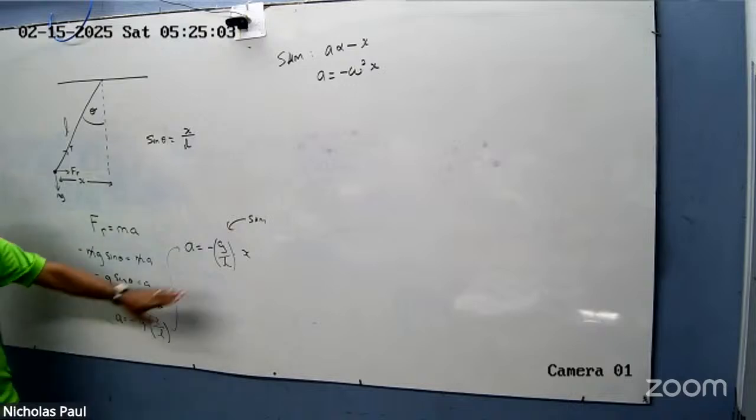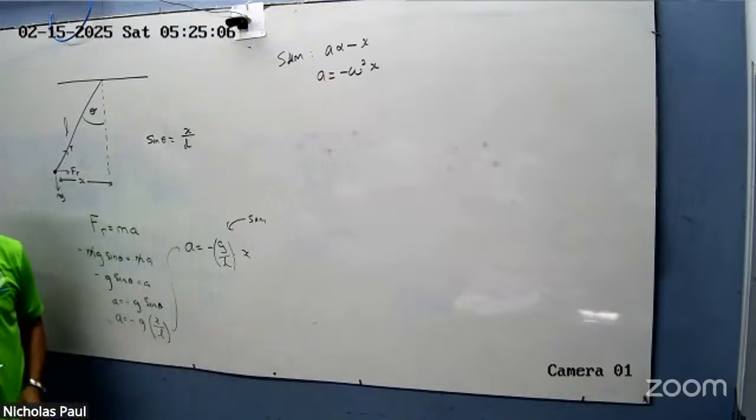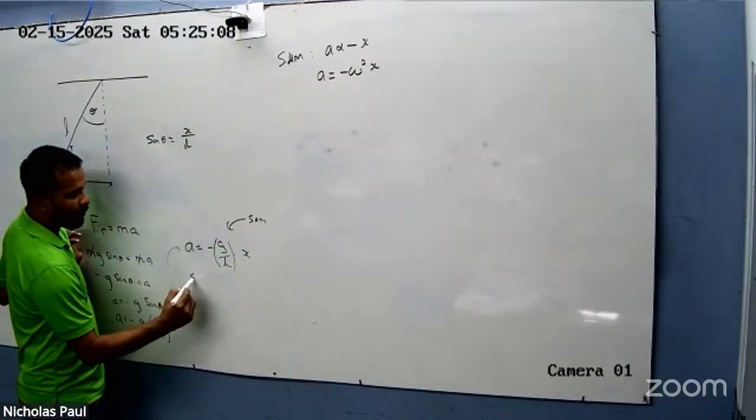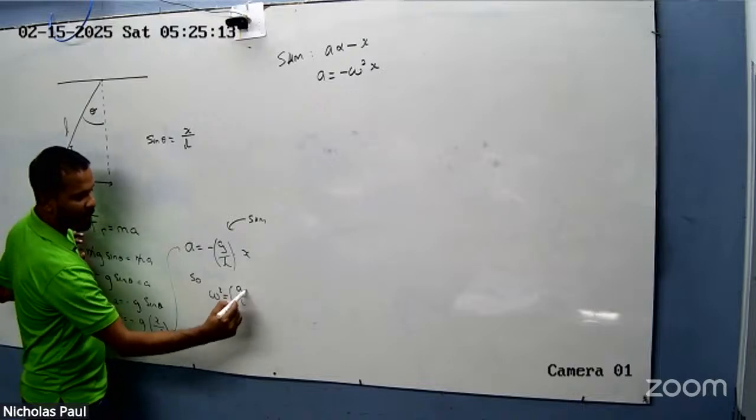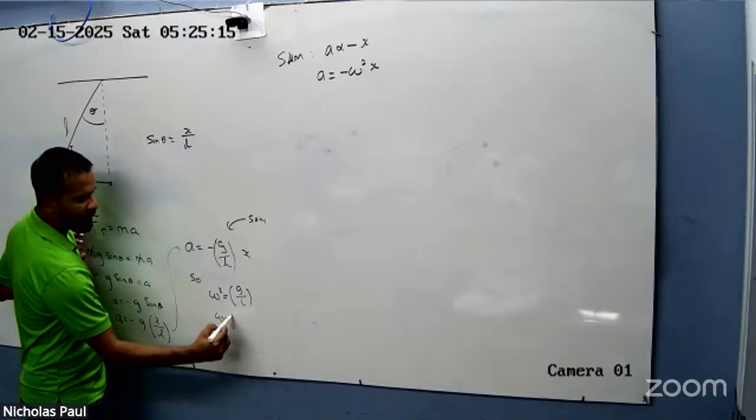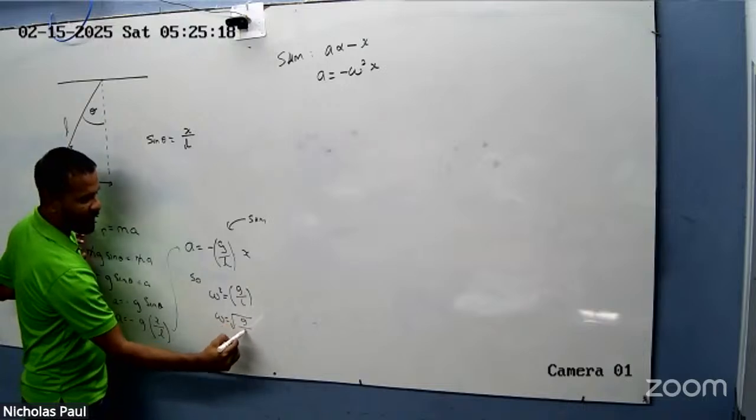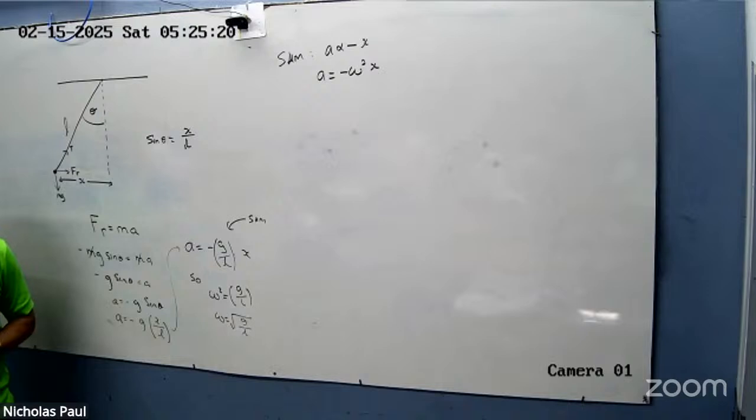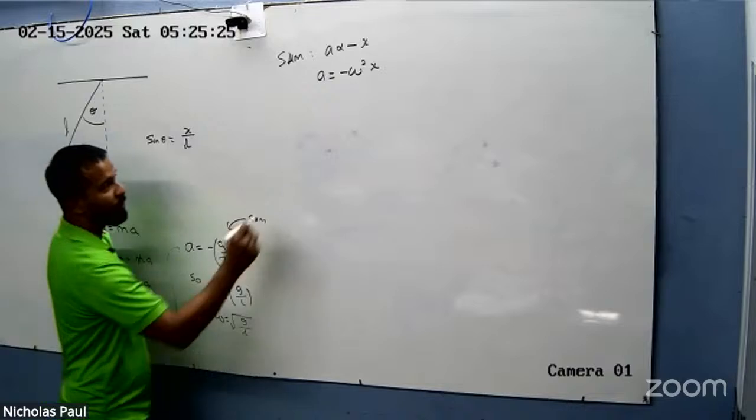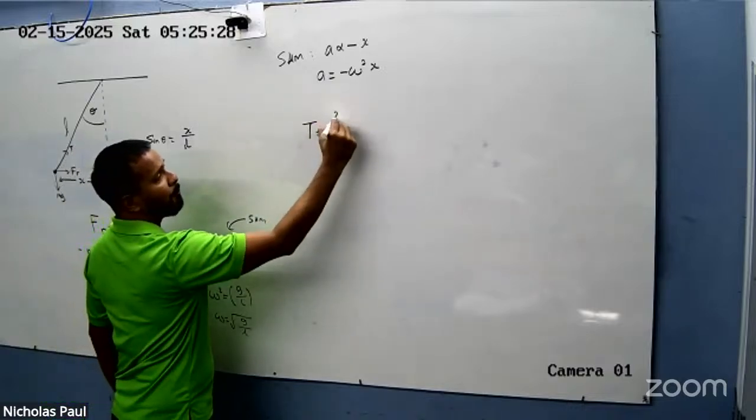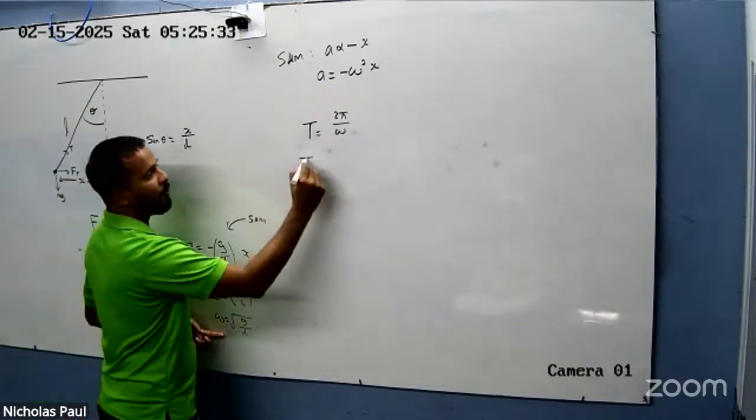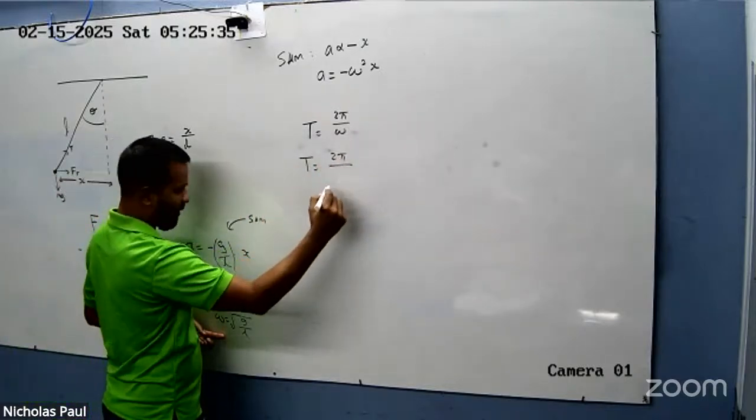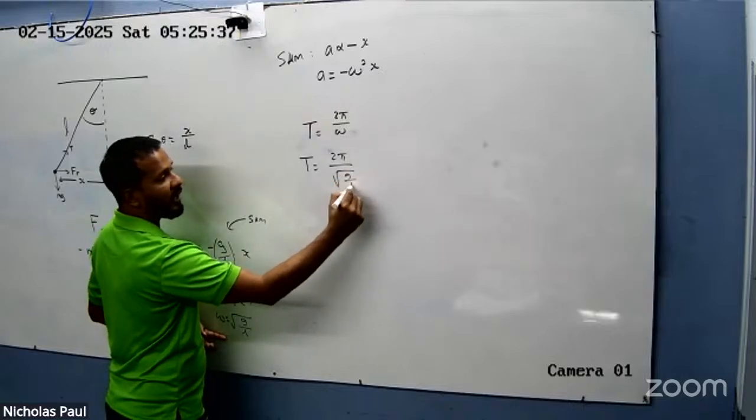So, watch this. Omega squared. You would recognize omega squared is equal to g on l, so omega is the square root of g on l. And remember the objective of this exercise? To find the period. Period is what? Period is 2 pi over omega, and we found omega here. So the period is equal to 2 pi over the root of g on l.